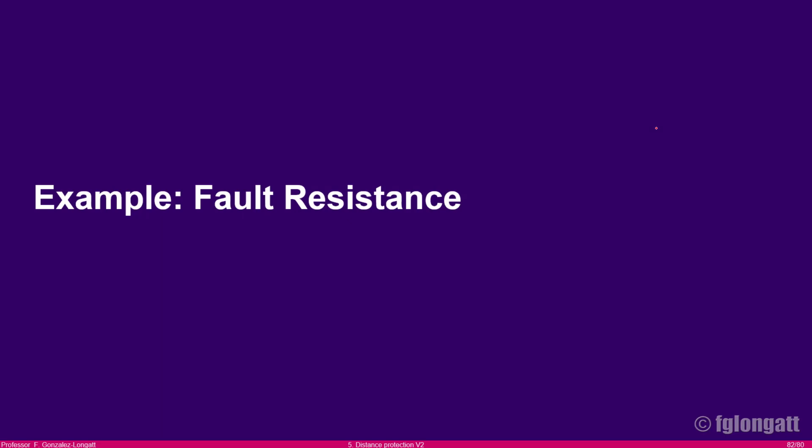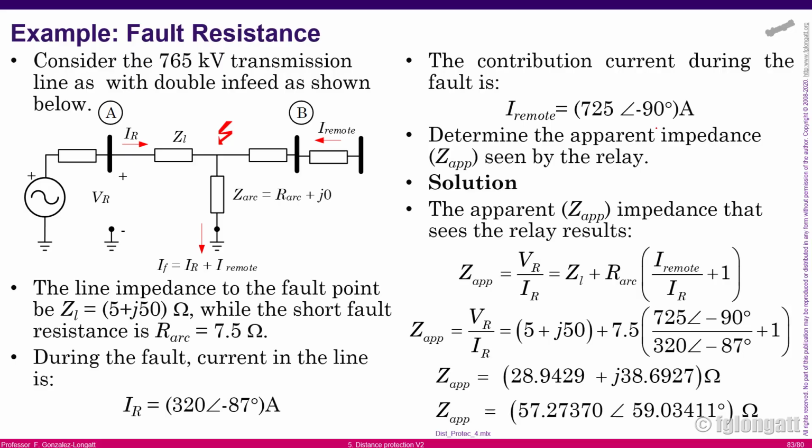Okay, now let's run a numerical example. In this case, we have a 765 kV transmission line. You can see over there the 765 kV transmission line, and there are some data. The impedance of this transmission line is 5 plus j50. Let me use my pointer here to show you. It's here, 5 plus j50, and there is an arc, okay? And in this condition, the arc is 7.5 ohms, okay? It looks very small, but let's see what will happen, okay?